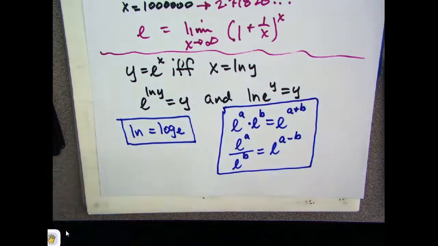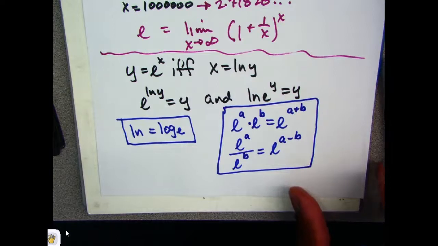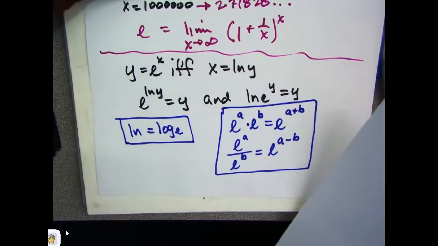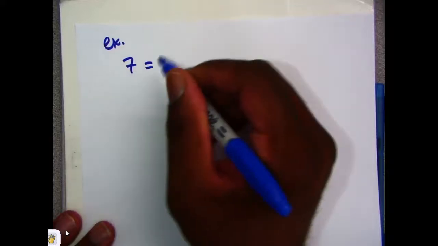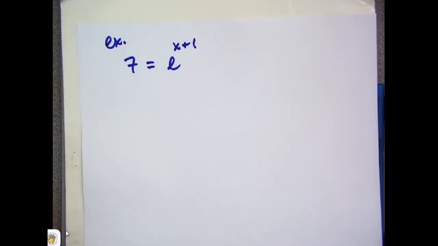Okay. So now I'm going to take you back a little bit to Algebra 2 and pre-cal, with solving logs, natural logs, and solving exponentials. Okay. All right, so let's take a look at this example. All right, so we have 7 is equal to e to the x plus 1. What's x?